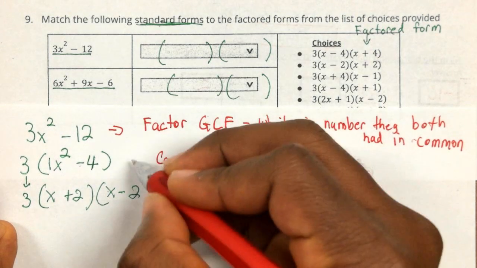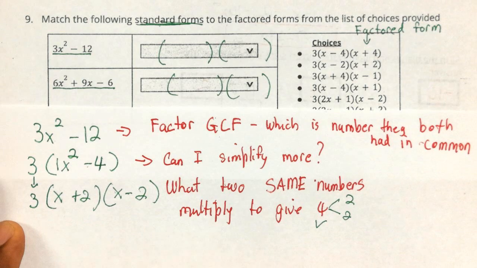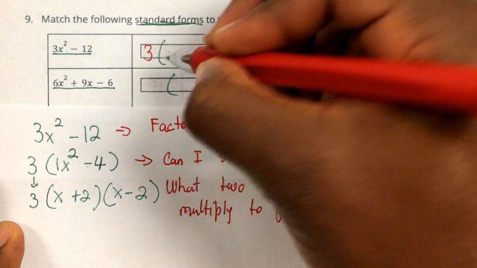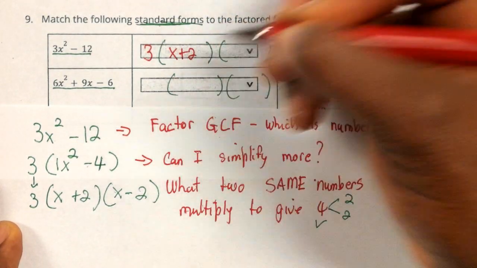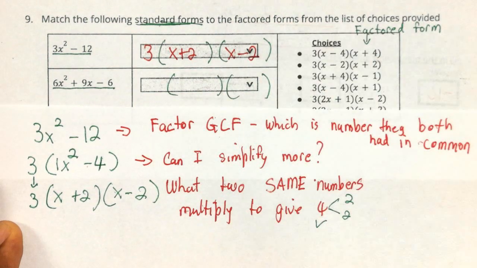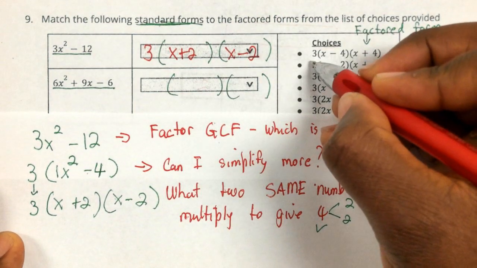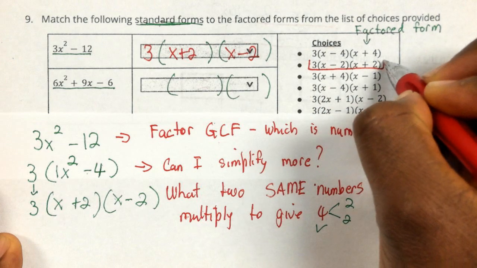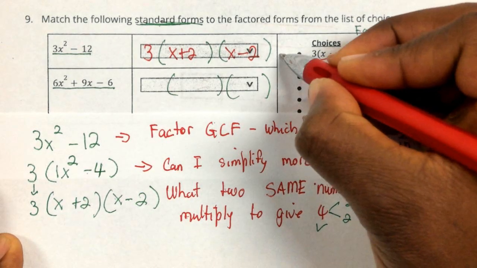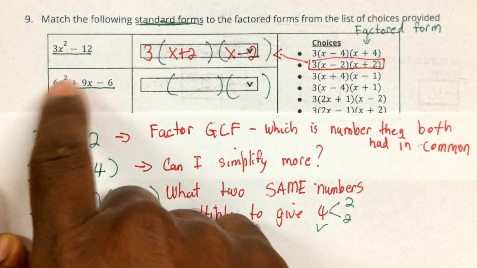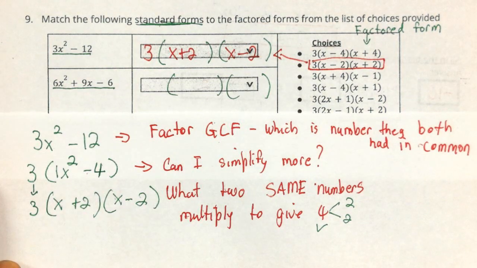All right? So again, guys, that is it for the first term. So here, I would have 3 times (x plus 2)(x minus 2). And that would be this answer choice right here. Okay? So this answer choice here. Okay? So now let's do our next one, guys.